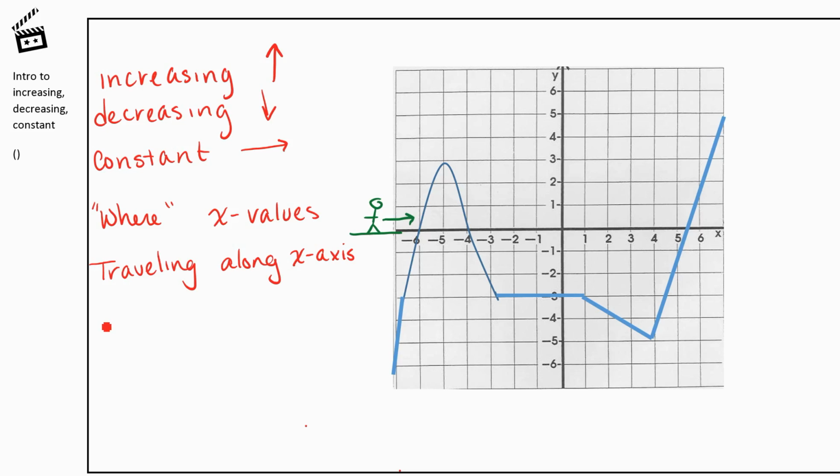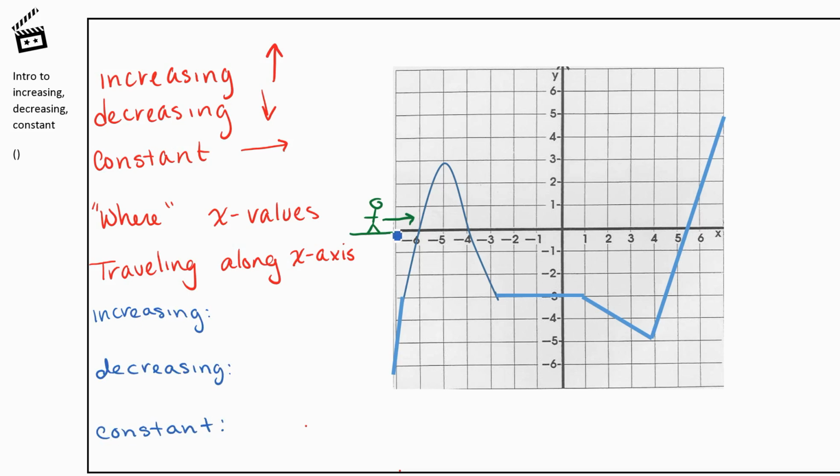It could be increasing. It could be decreasing, or it could be staying constant. And we're going to use interval notation to talk about where these things are happening.